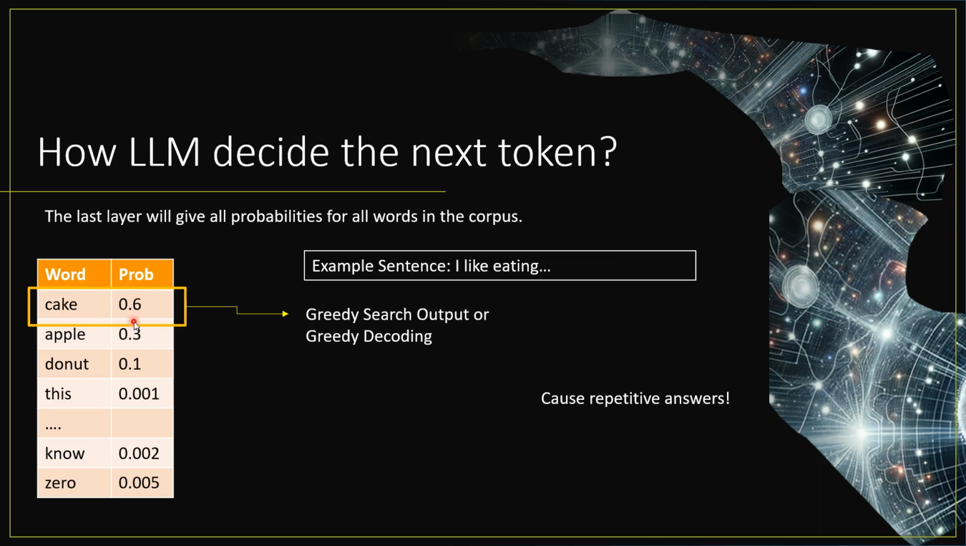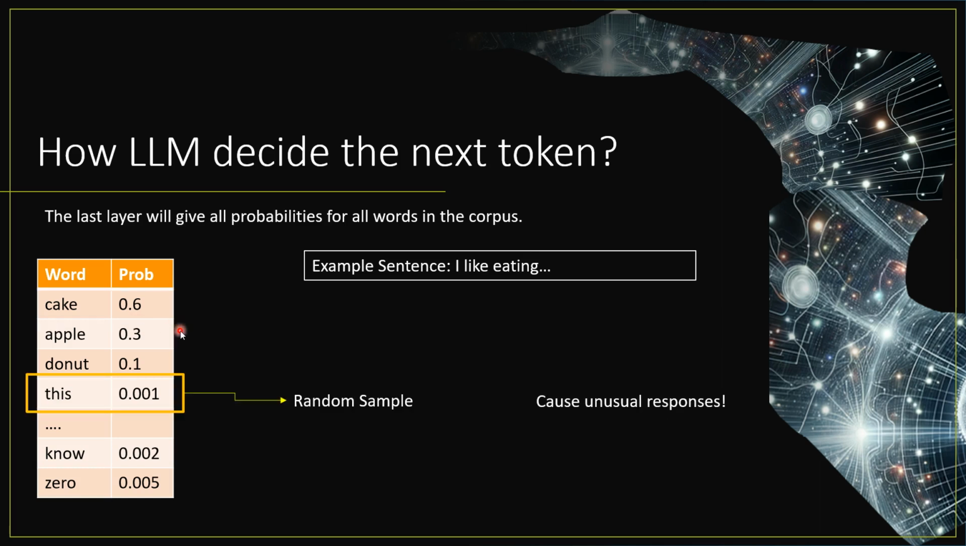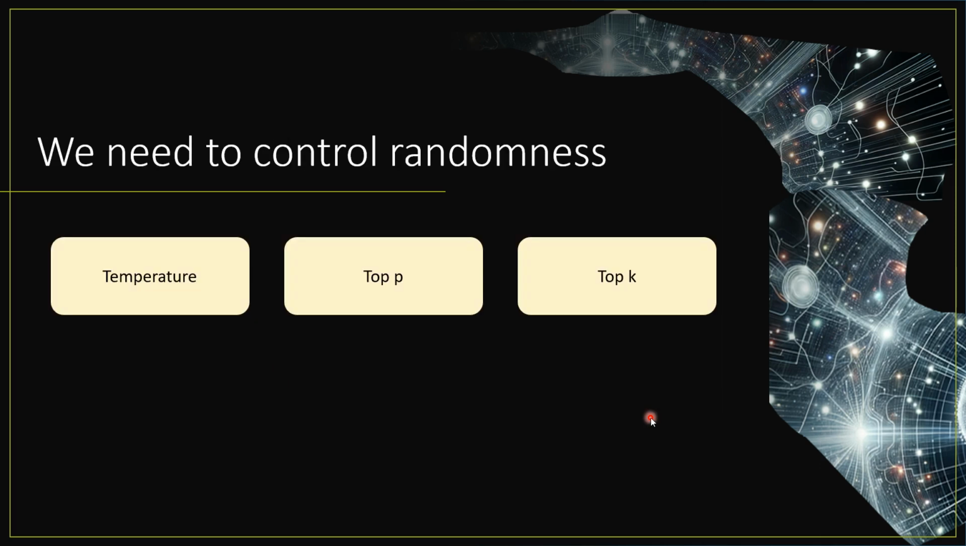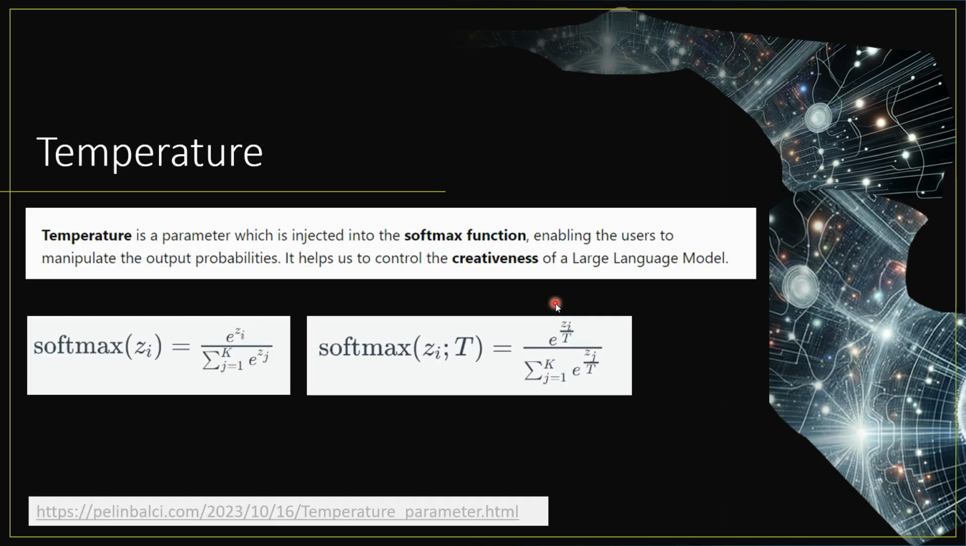However, we don't always want greedy search because this can lead to similar answers to our question every time. What if we choose at random? Unfortunately, this may cause us to see incorrect or meaningless words. What we need to do is to control or limit this randomness. We have three different parameters for this. These are temperature, top P, and top K parameters.